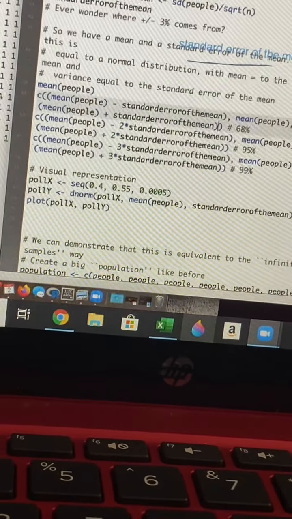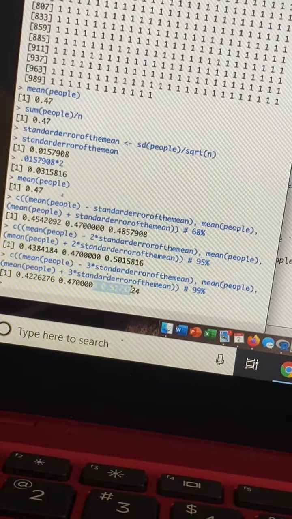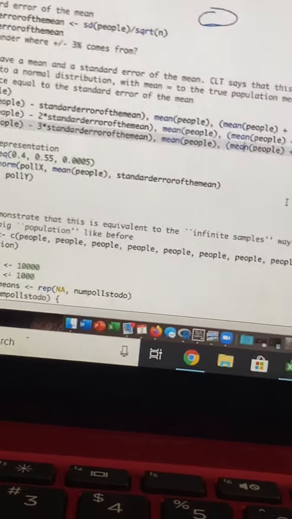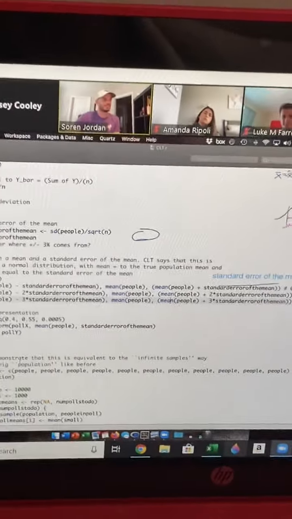If I go 2 standard errors in each direction, I'm 95% sure that the true population value is between 43.8% and 50%. And finally, if I go 3 in each direction, then I'm 99% sure that it's between 42% and 52%. Does this seem okay? Like what this is doing, how this is drawing a picture?